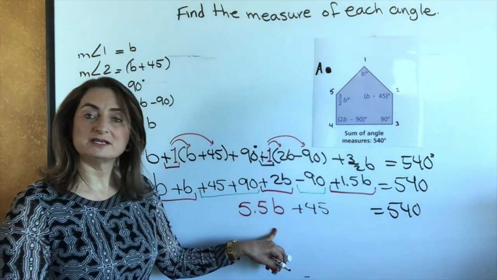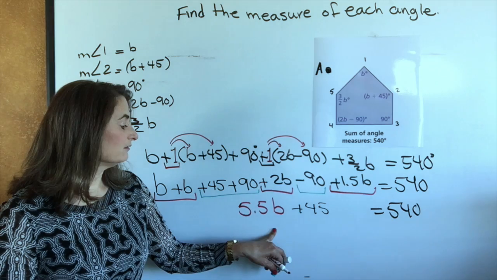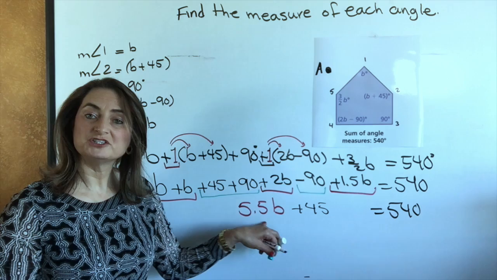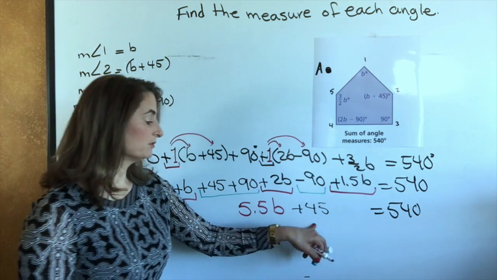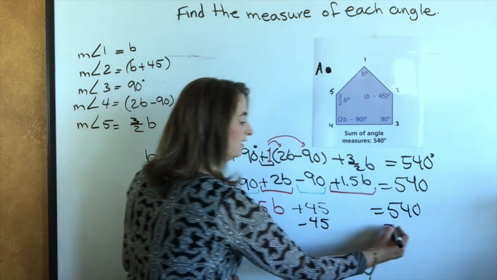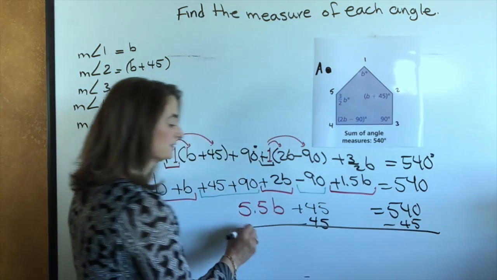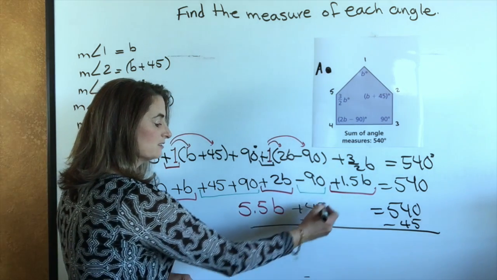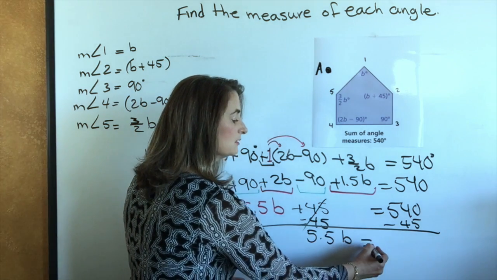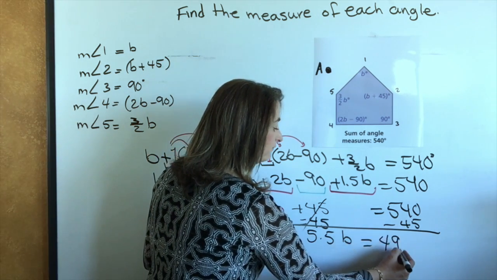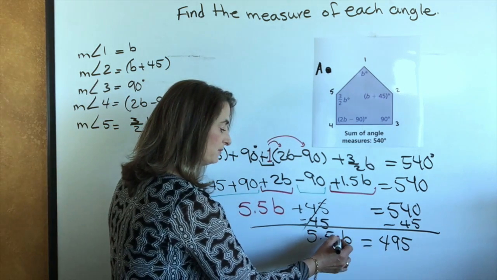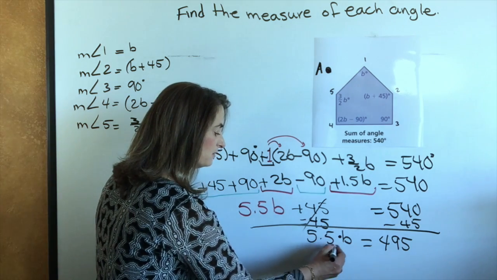Now I need b by itself. I need to isolate b. I get rid of the constant because it's free. The 5.5 is a coefficient and it's attached to the b. So the free number is 45. Undo addition using subtraction. So subtract 45 from both sides. 45 minus 45 is 0. You have 5.5b equals 495. Now, undo multiplication. Remember, if there is nothing in the middle, put a dot, which means multiply.